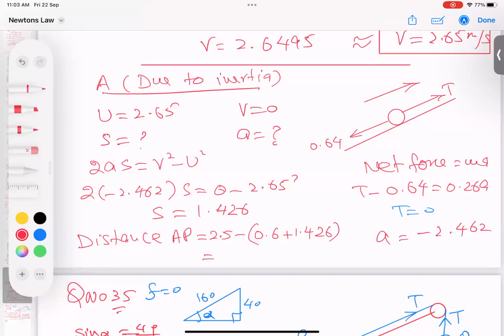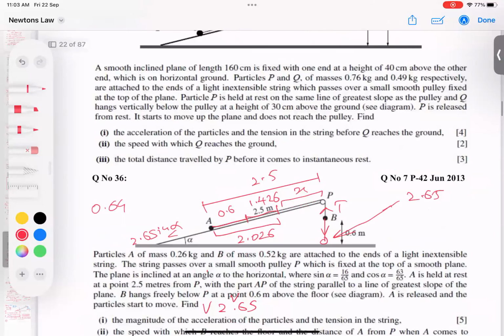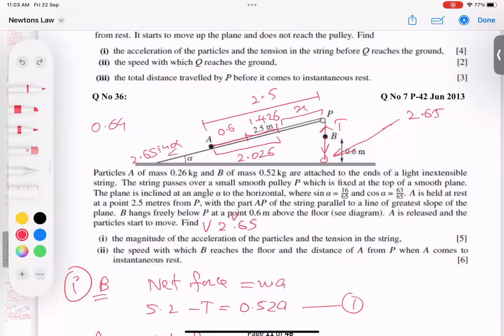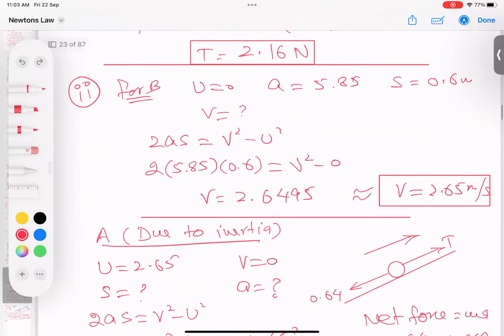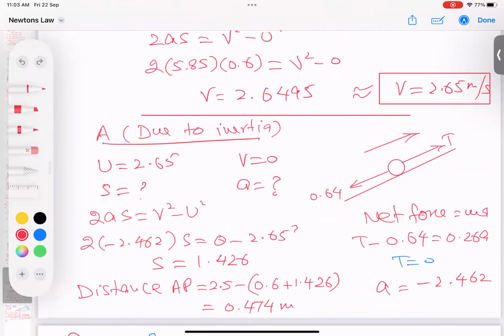Let me check: 2.5 minus 0.6 and minus 1.426, and the answer finally comes out as 0.474 meters. Let me revise what he's asking for. He's not asking for the distance traveled. He's asking for the distance of A from P. That is why from 2.5 we have to subtract 0.6 and this, and that is why you can see that I subtracted and got my answer. Alhamdulillah.